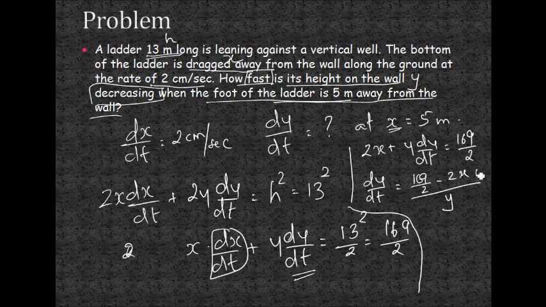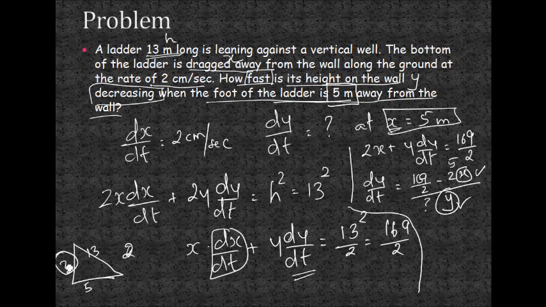In which case you need both x and y, but only x is given as 5, right? But what would be y? You should go back to your triangle. So this is 5, this is 13, so what should this y be? That y should be substituted in this place. So x would be 5 and y would be what you found here, which is 12. Therefore your dy/dt at x equal to 5 would be 169 over 2 minus 2 times 5, divided by 12. So this would be the rate at which the height on the wall decreases as the ladder drops down. Hope this is clear.